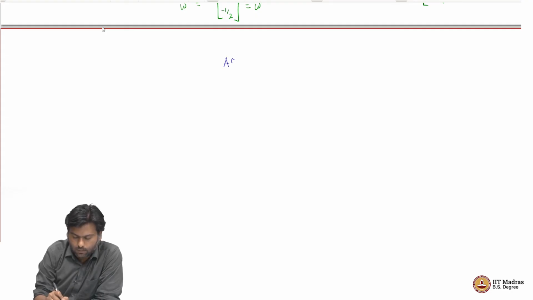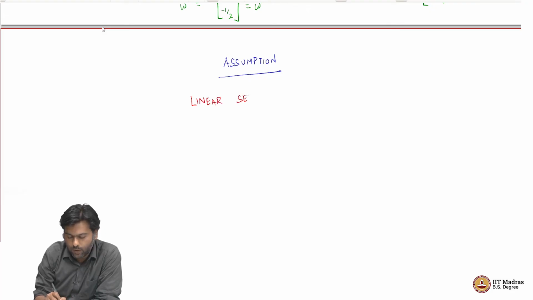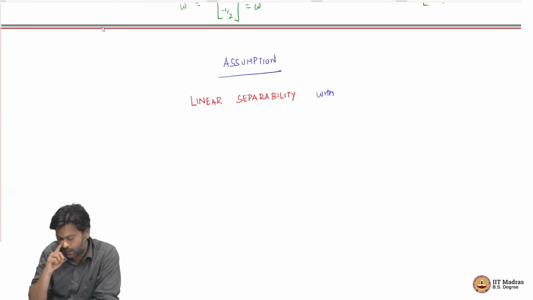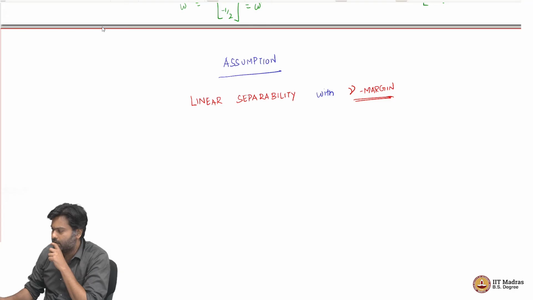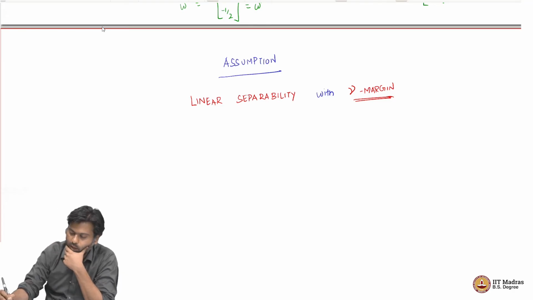So here is the assumption. This is a very fundamental assumption, and it's called linear separability. We are saying that the data set is going to be linearly separable, but with a twist: with gamma margin. Now this is the assumption that I am going to make. So what does it mean to say linear separability with gamma margin?